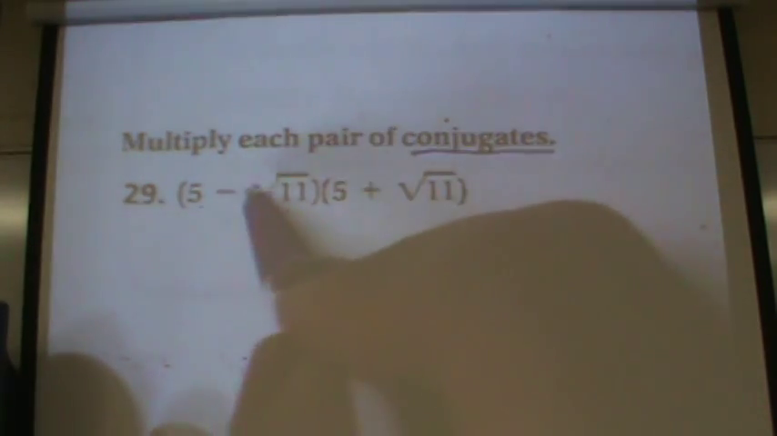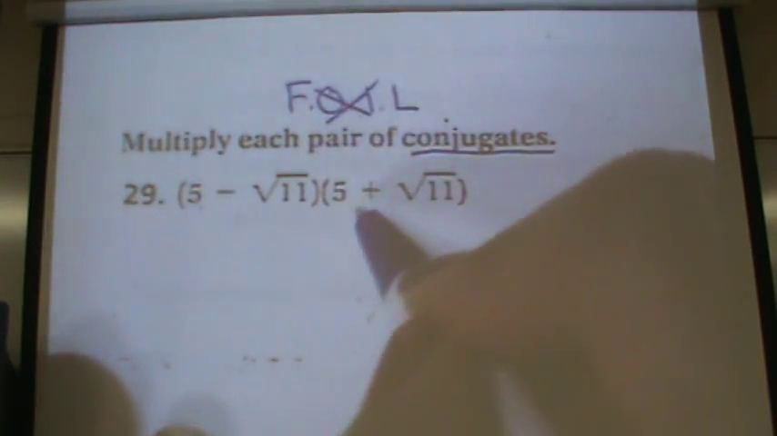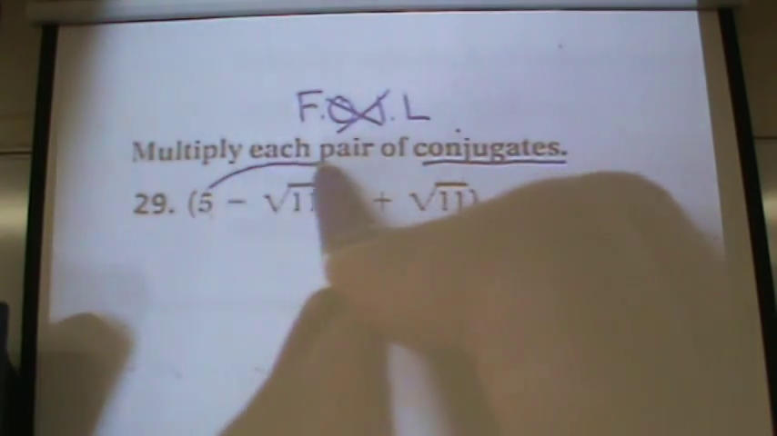Now, when you have a conjugate, you don't have to FOIL. You don't have to do the first, outer, inner, last. You don't have to do these two because they're going to cancel out, right? So you just have to do the first and the last. And do what with them?